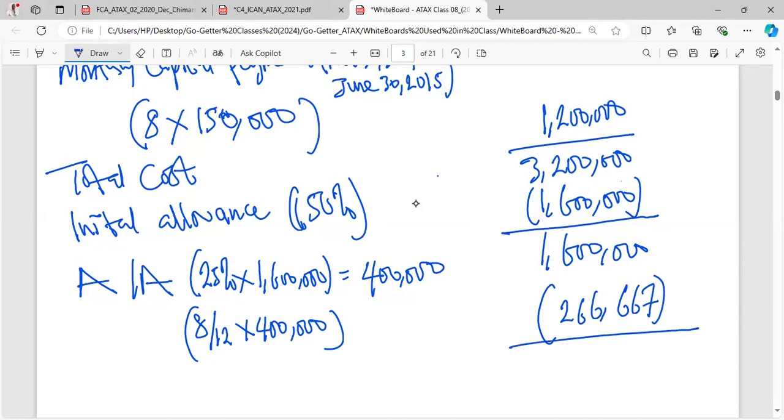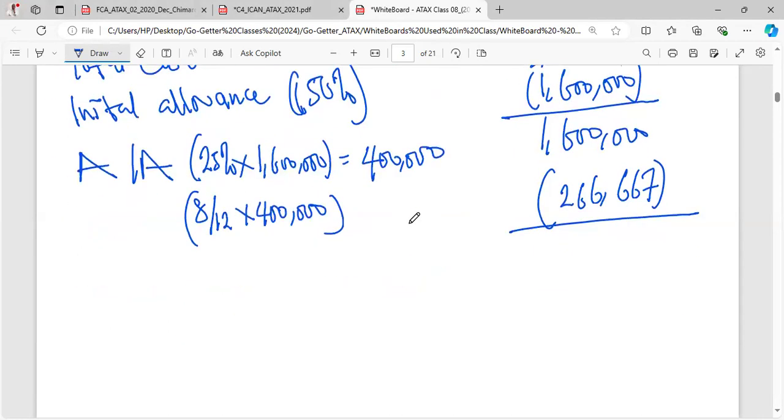So I'll come here, my tax written down value. I will come here, my tax written down value will be what?